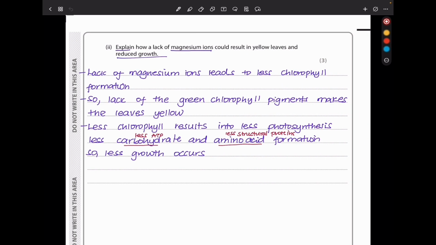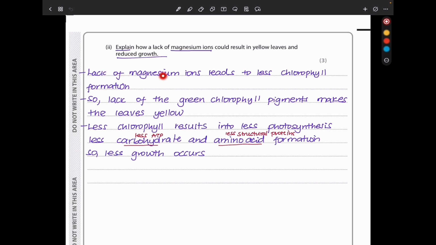And next they say explain how a lack of magnesium ions could result in yellow leaves and reduced growth. Magnesium is required to make chlorophyll, and chlorophyll is used to trap sunlight during photosynthesis. So if there is less magnesium, there is going to be less chlorophyll made, there will be less photosynthesis taking place, there will be less glucose made, there will be less amino acids that can be made, there will be less proteins made, and there will be less growth or less structural proteins made for growth. Also, there will be less glucose for ATP production.